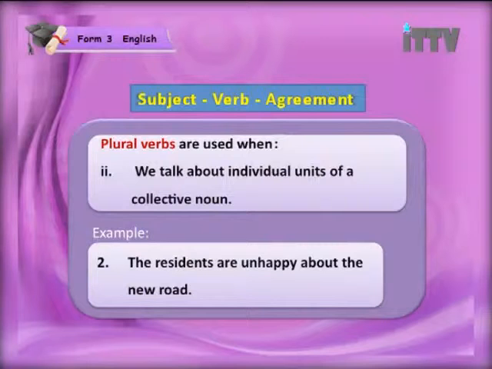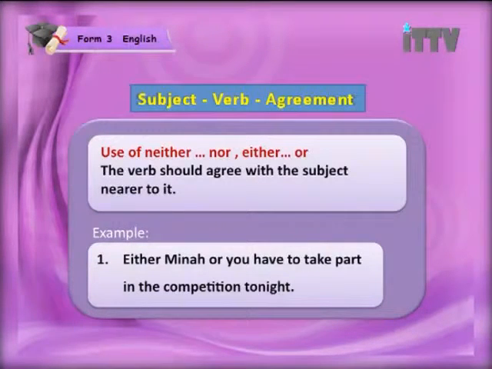The next one, the residents are unhappy about the new road. Now, this is the next part where we use neither nor, either or. Now, the verb should agree with the subject nearer to it.